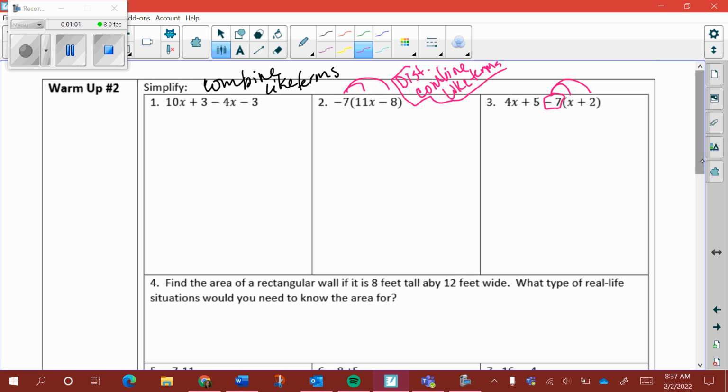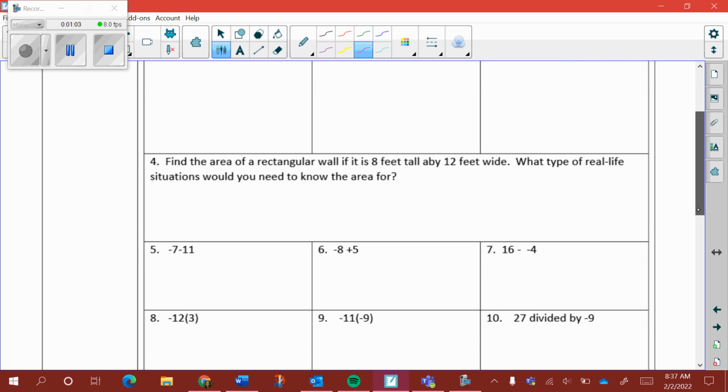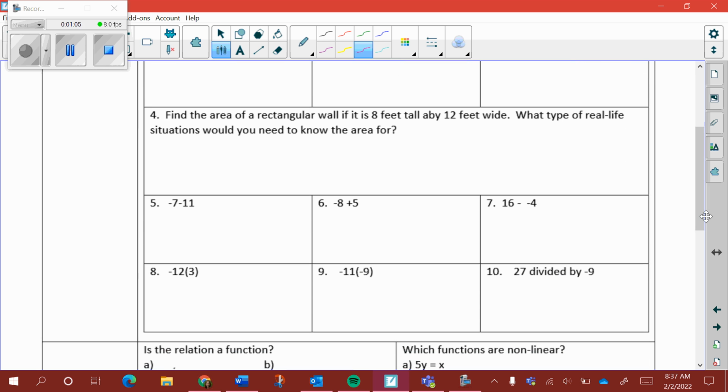Number four, find the area of a rectangular wall that is 8 feet tall. Ooh, that's supposed to be by 12 feet wide. What type of real life situation would you need to know the area for? So first of all, we have to find the area, and then we have to give me a real life experience. So first of all, let's say I have 8 foot by 12 foot. It's a rectangular wall, so we're going to go like this.